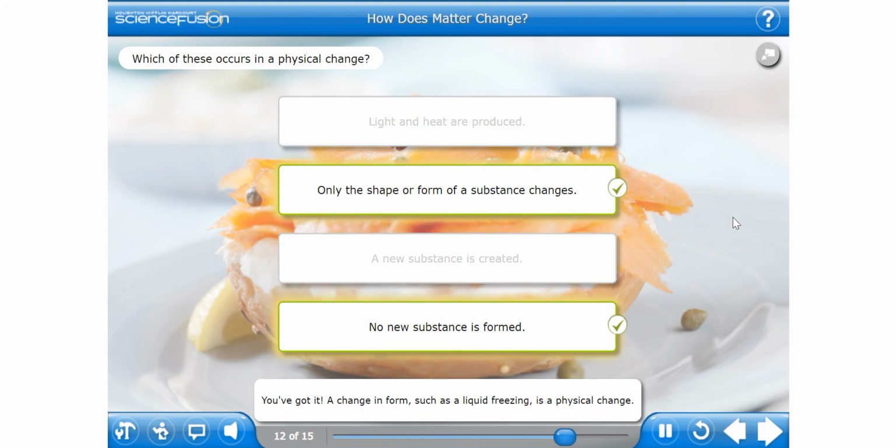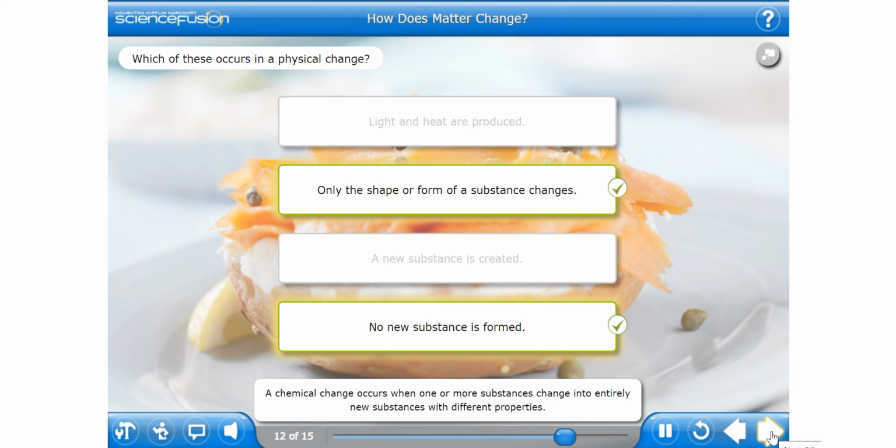You've got it. A change in form such as a liquid freezing is a physical change. A physical change doesn't change the type of matter involved. The substance stays the same. A chemical change occurs when one or more substances change into entirely new substances with different properties. You have something new after a chemical change.